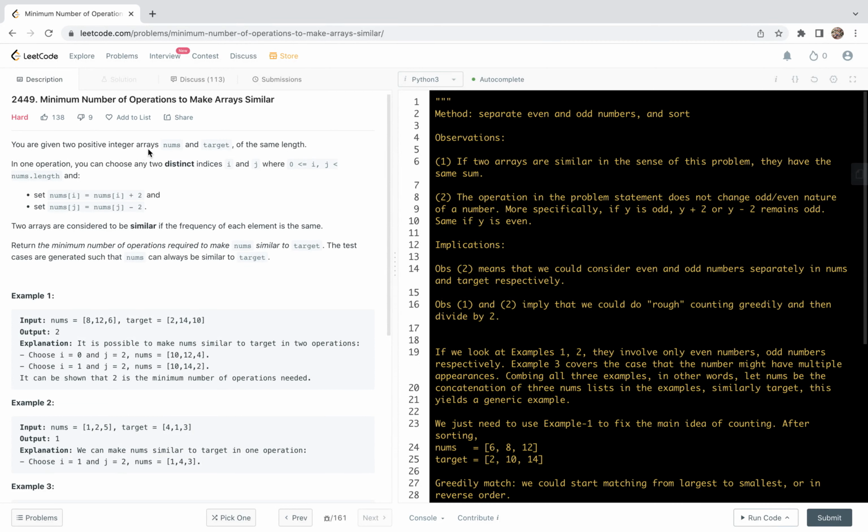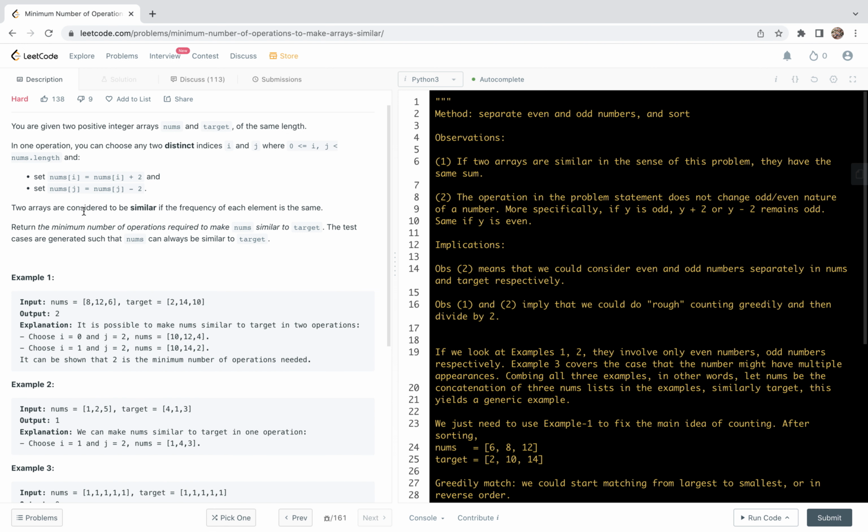First, let's look at the statement. So we are given two positive integer arrays called nums and target of the same length. In one operation, we can choose two distinct indices. So this corresponds to two numbers. So we can borrow 2 from one number and add to the other number. So this is what the operation actually does.